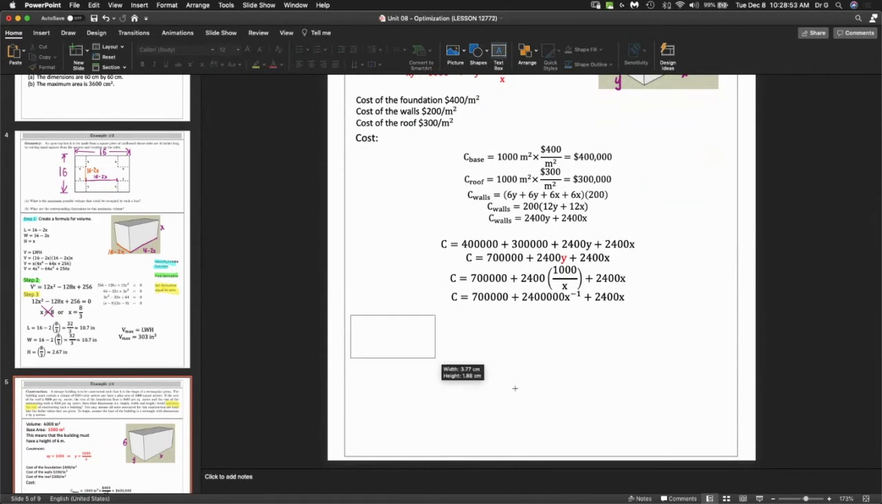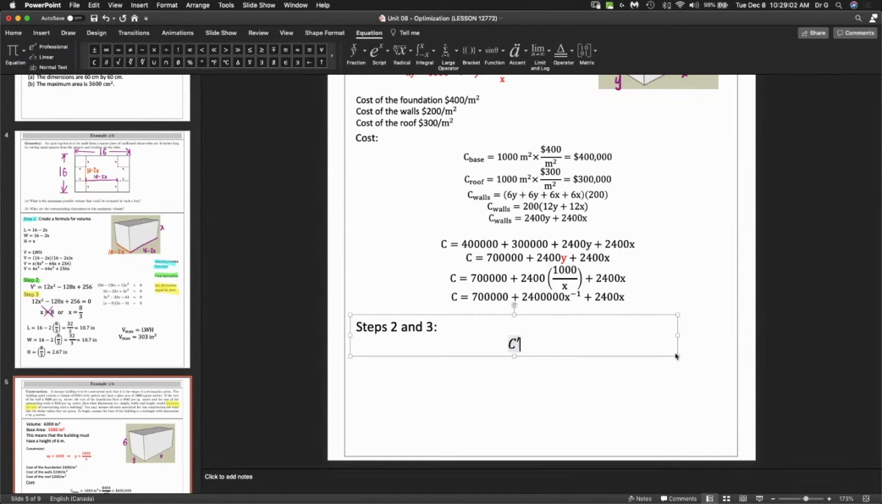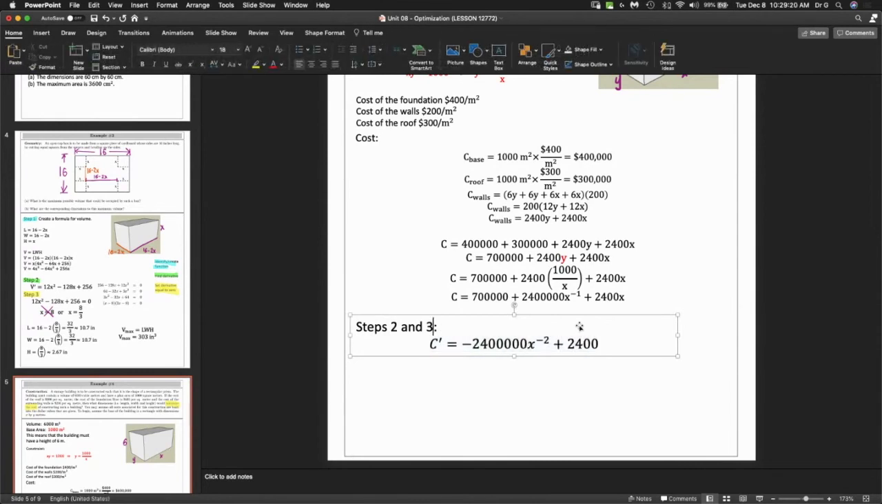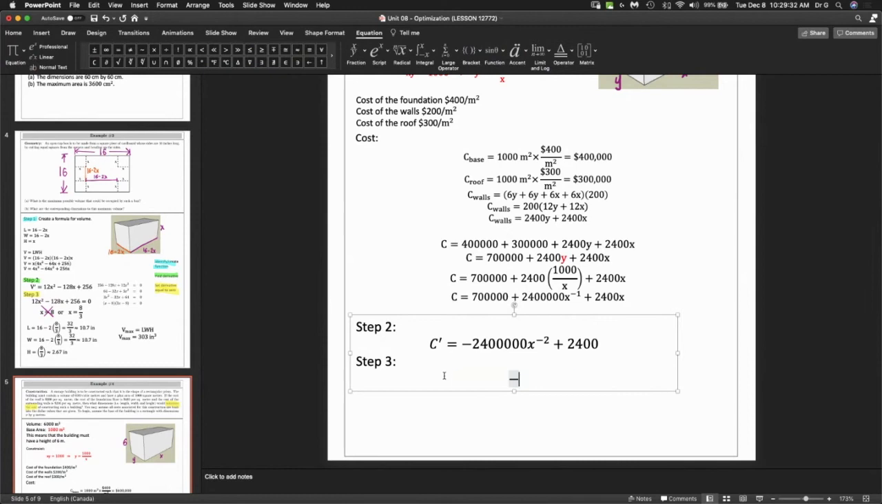But don't worry, there's hope now. Because step 2 and step 3 aren't that bad. So let's do steps 2 and 3, okay? So we take the derivative. I'm not going to tiptoe around this one. You bring the negative 1 down, so that's negative, and then a bunch of zeros, and then x to the negative 2, plus 2,400. That's step 2. And then step 3. So we take that and set it equal to 0. So we have 0 equals this stuff.